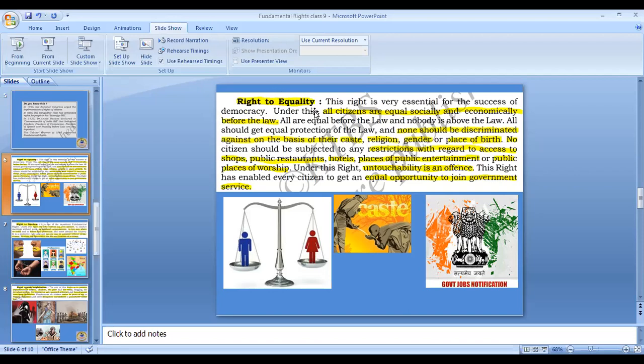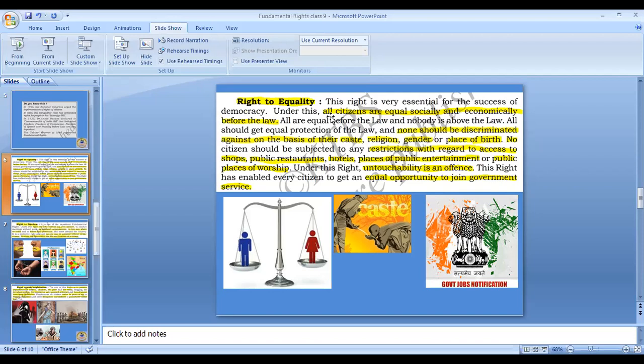So, right to equality talks about how all citizens are equal socially and economically before the law. All are equal before the law and nobody is above the law. All should get equal protection of the law and none should be discriminated against on the basis of their caste, religion, gender, or place of birth.